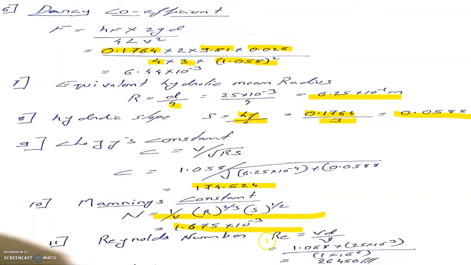Then I calculated the Reynolds number. Reynolds number is V into D by mu. Here mu is given in the manual itself, that is 1 into 10 raised to minus 6. We have already calculated V, and D we know, so using that I got the Reynolds number. In this way I have calculated the Reynolds number and all the calculations.